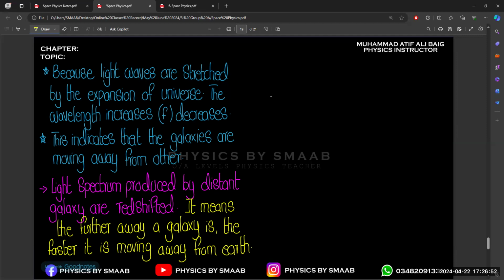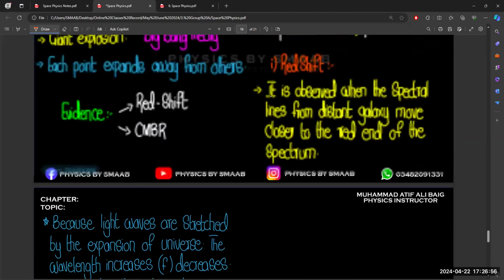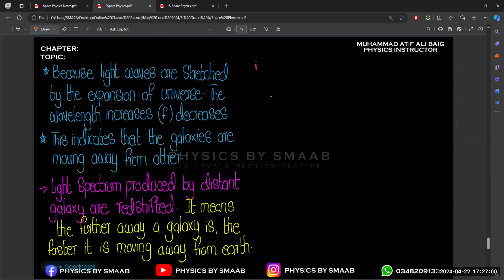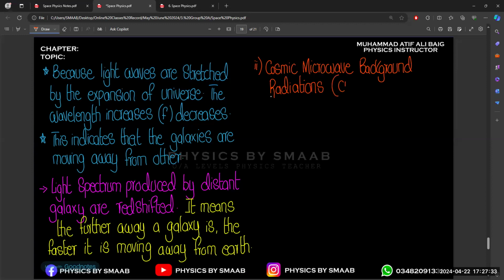And the second is the CMBR. CMBR means the cosmic microwave background radiations. This is called a CMBR. So basically, after the redshift, there is another model, CMBR, that supports the concept of the Big Bang theory.